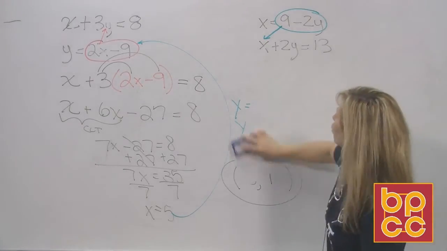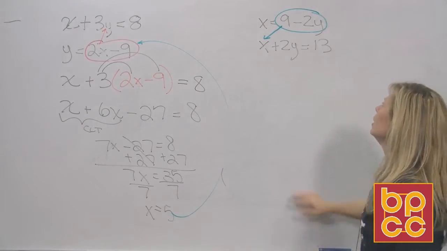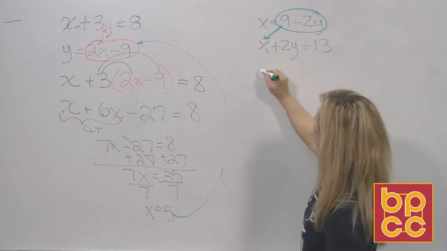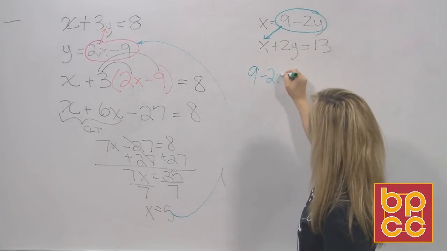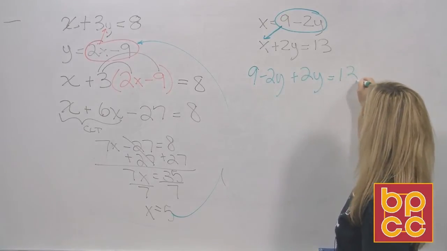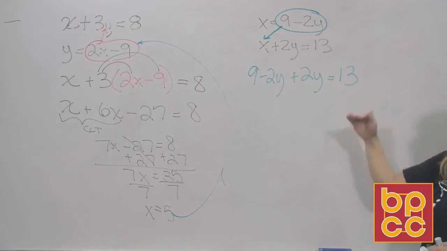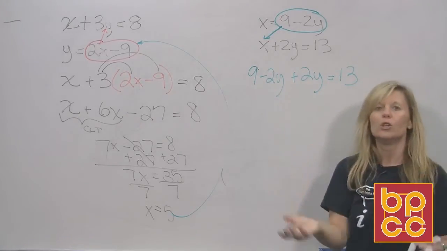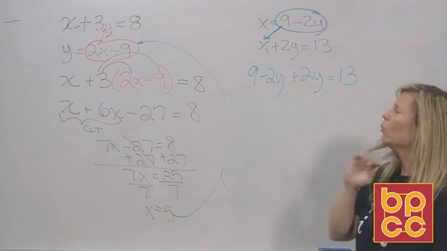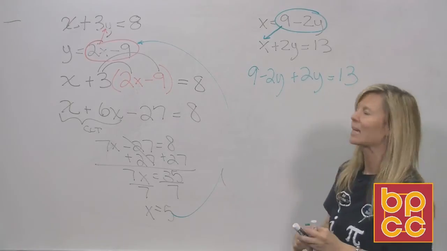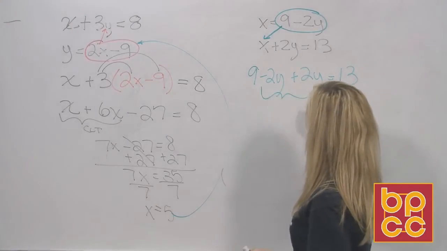So now I'm going to rewrite that equation. I'm going to cover up the x because I'm replacing it, and I'm going to put 9 minus 2y. Then I'll write the rest of the equation. Plus 2y equals 13. Now you just have one equation to solve, and because you have the same variable, you can actually solve it. Well, what do we do? We have no parentheses, no fractions, no decimals. Let's collect like terms.